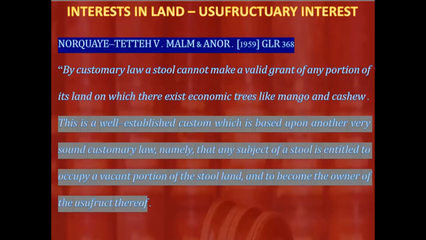by customary law, a stool cannot make a valid grant of any portion of its land on which there exist economic trees like mango and cashew. This is a well-established custom which is based upon another very sound customary law, namely that any subject of a stool is entitled to occupy a vacant portion of the stool land and to become the owner of the usufruct thereof.